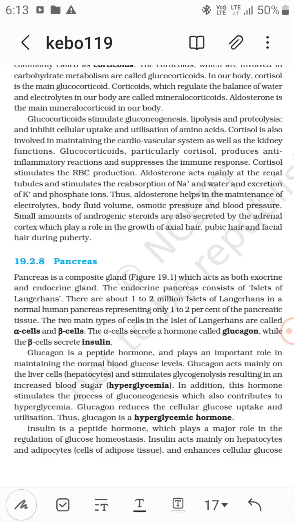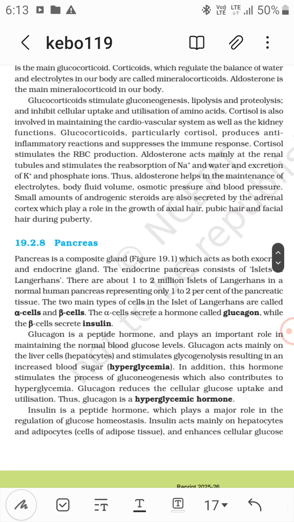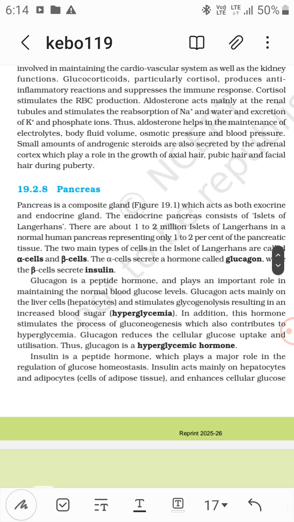Aldosterone acts mainly at the renal tubules and stimulates the reabsorption of sodium and water and excretion of potassium and phosphate ions. So aldosterone helps in maintenance of electrolytes in the body. Small amounts of androgenic steroids are also secreted by the adrenal cortex. These play a role in growth of axillary hair, pubic hair, and facial hair during puberty.